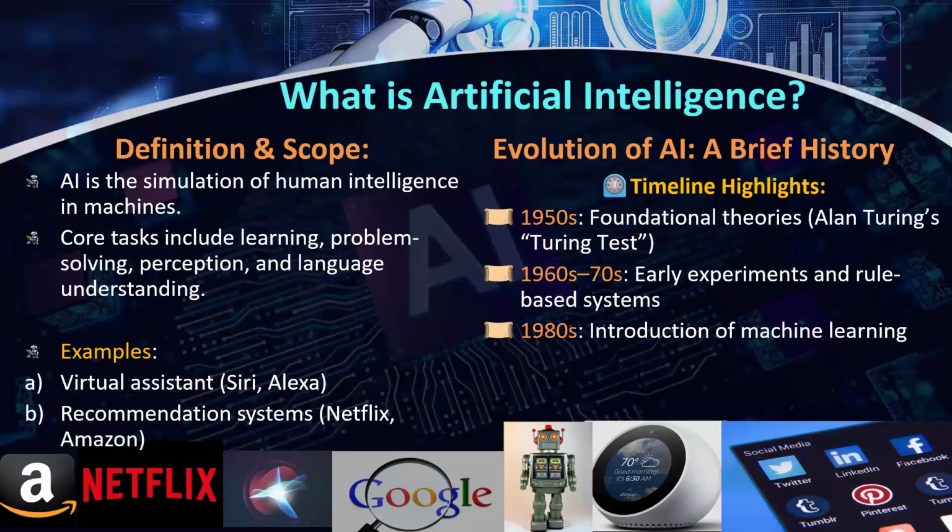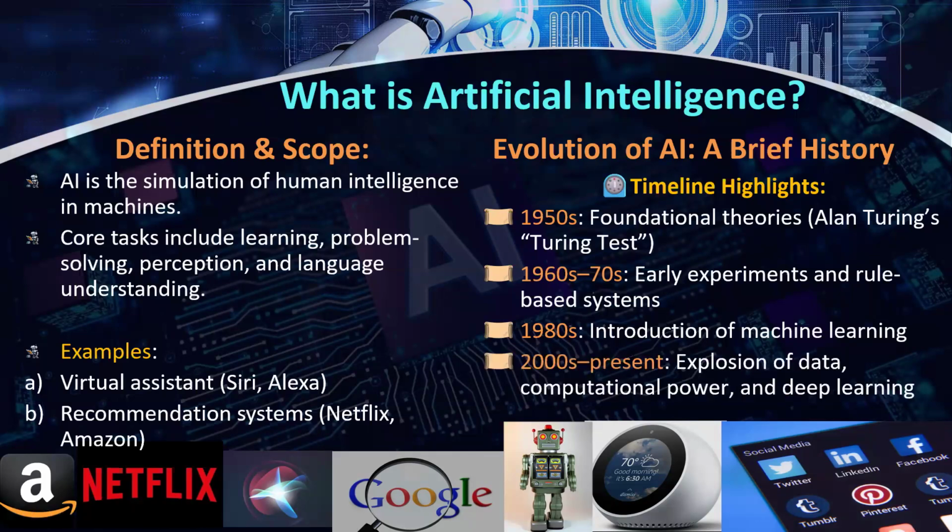In the 1980s, that's when machine learning was introduced. Actually, in 1982, that's when the term machine learning was coined. And then from the early 2000s to present, we've been having an explosion of data, computational power and deep learning. That is the history. At least now you know where AI started.